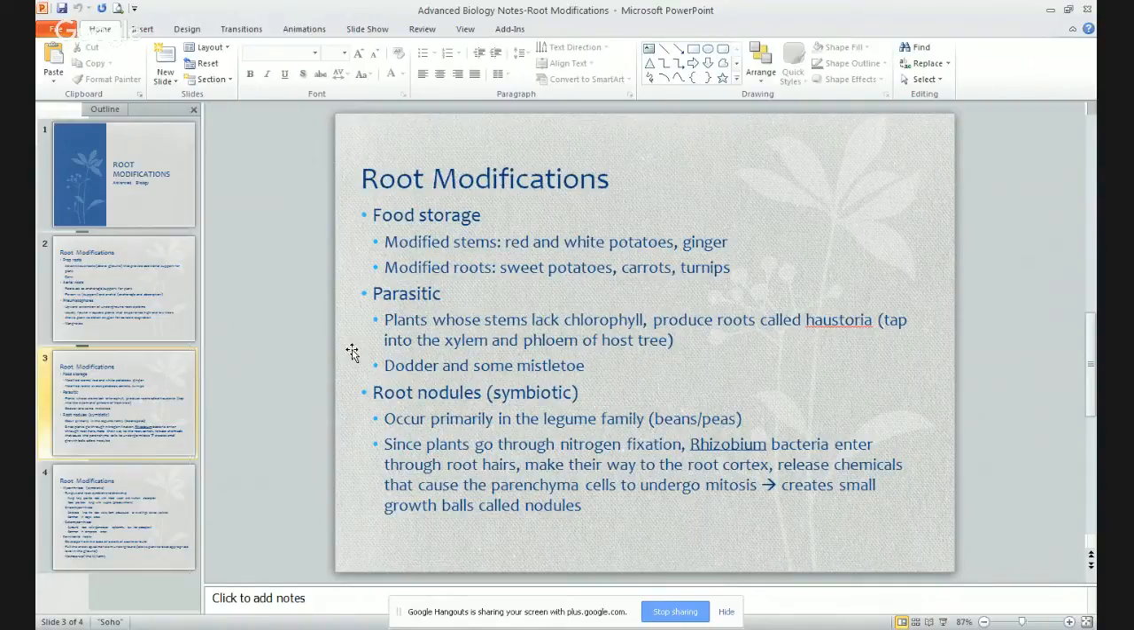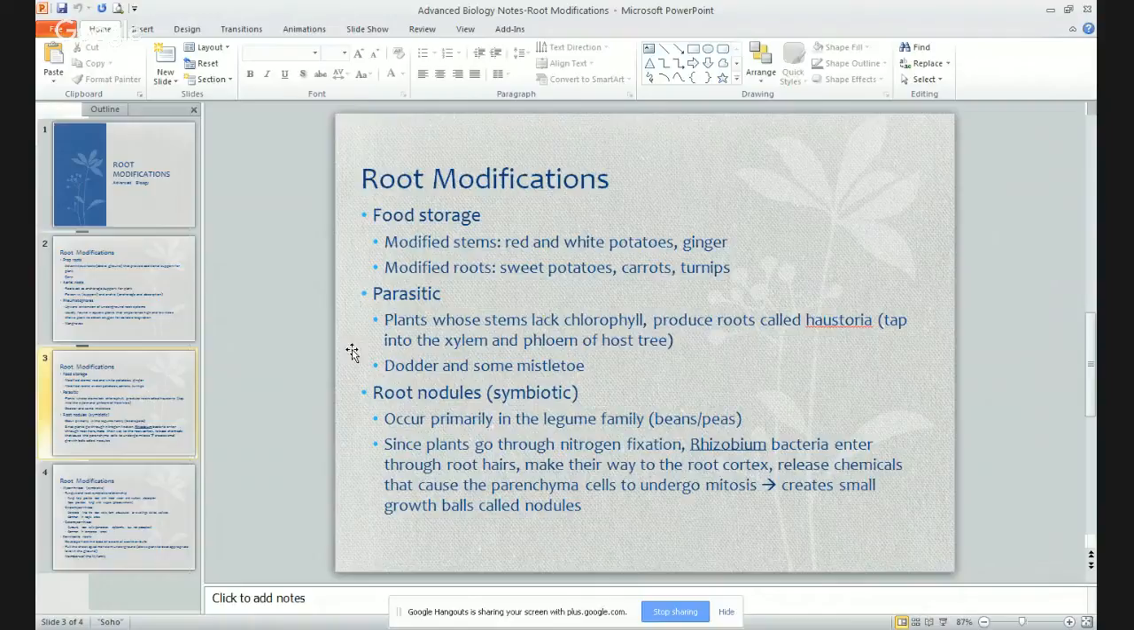Your modified roots would be things like carrots, turnips, parsnips. Sweet potatoes are actually modified roots, they aren't considered tubers like their other family friends, the red and white potatoes. So that's a root modification, or in this case a stem modification, that can develop.